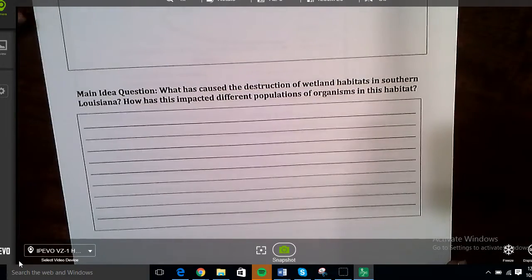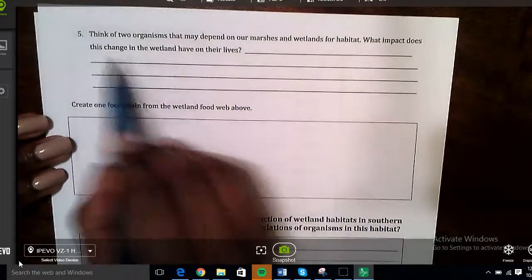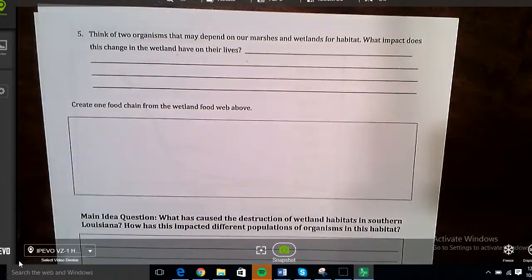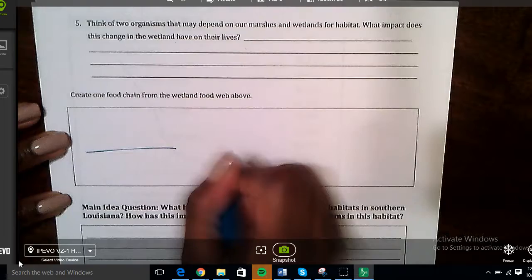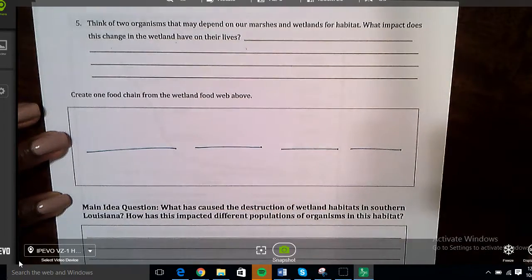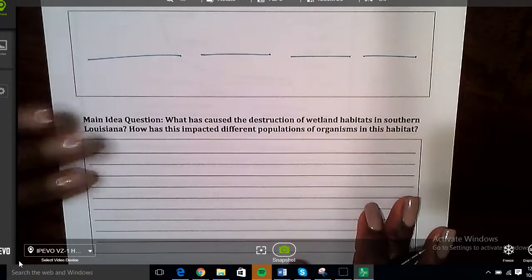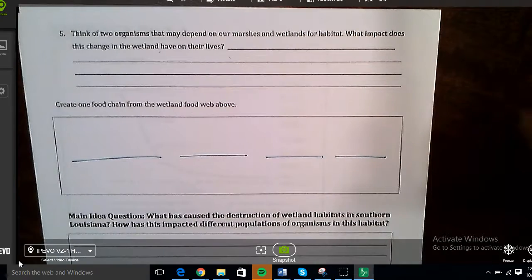Then you have two organisms that may depend on our marshes and wetlands for their habitat. What impact would this change in the wetland have on their lives? Then I want you to create a food chain from the food web on the previous page and answer the main idea question. You're going to do those three parts on your own. Go ahead and take 4 minutes and pause the video to do that right now.